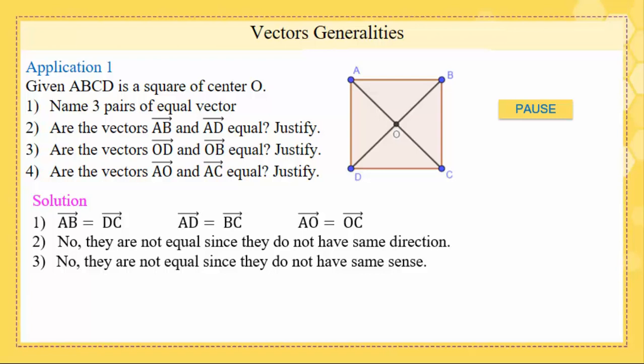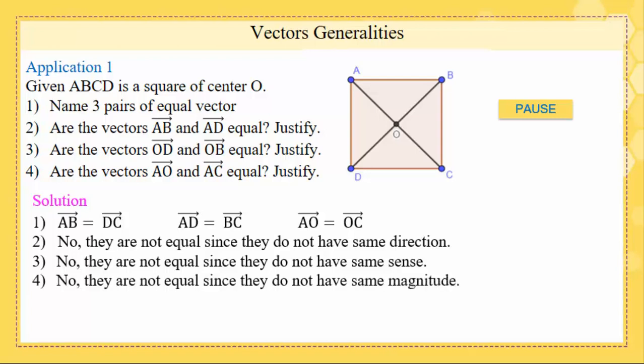Part 4, are the vectors AO and AC equal? They are on the same line, so they have the same direction. They also have the same sense, but the magnitude of segment AO is different from the magnitude of segment AC. Then these two vectors are not equal since they have different magnitudes.